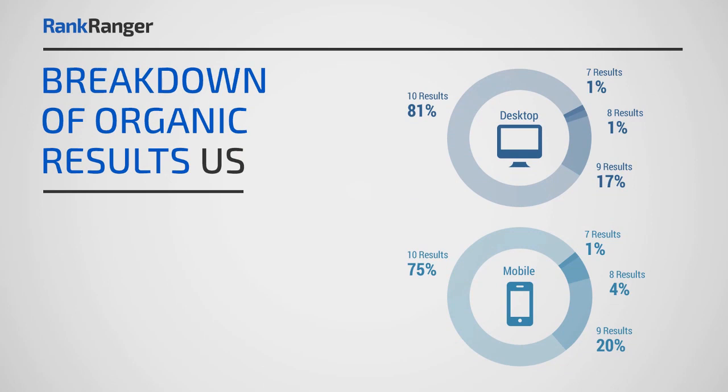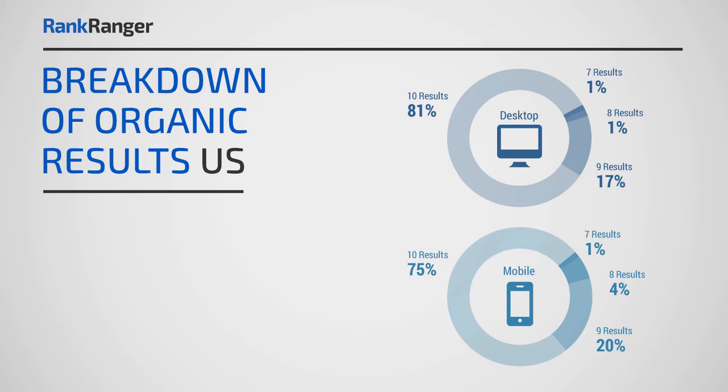So now in the US, it's a little bit different. How you get to that 9.5 average results per page, on desktop and mobile, is different. The biggest difference I can show you is 10 results. 81% of all page one SERPs in the US contain 10 results. In the US on mobile, that's only 75%. You're talking about a 6-point swing.